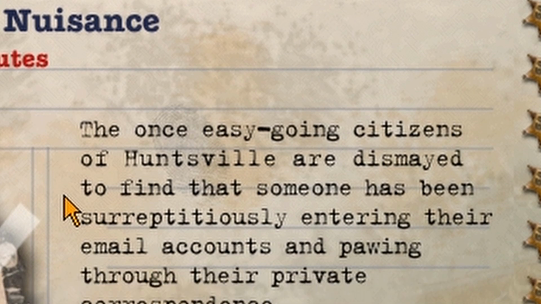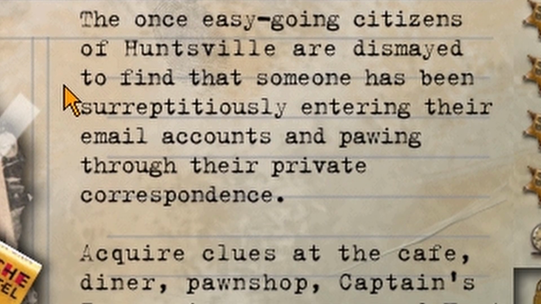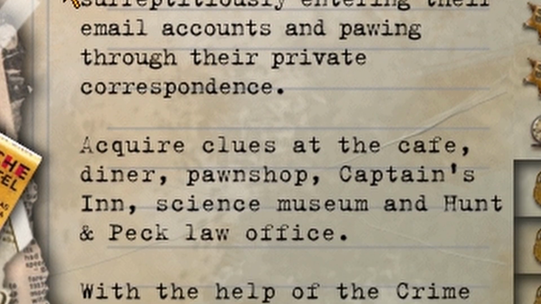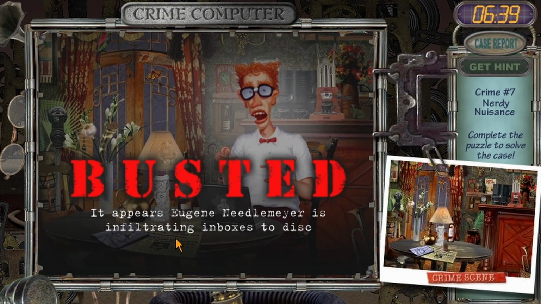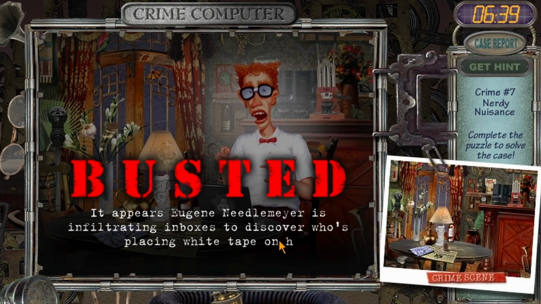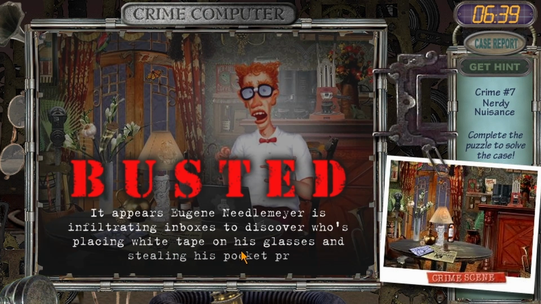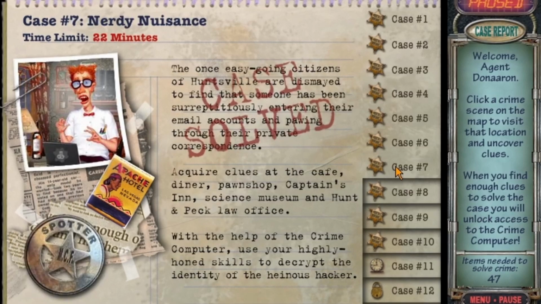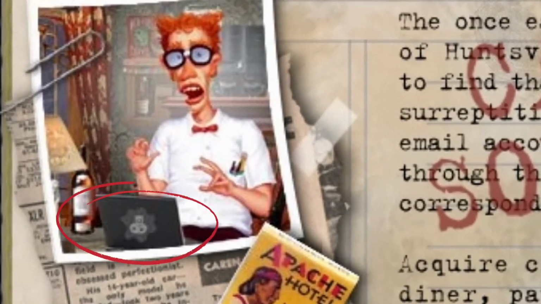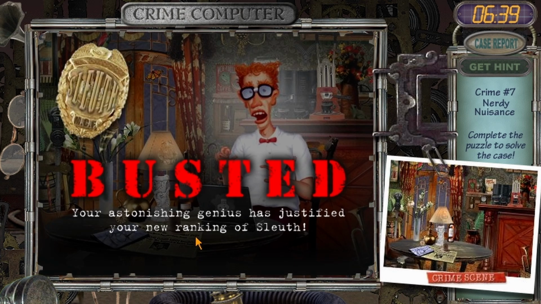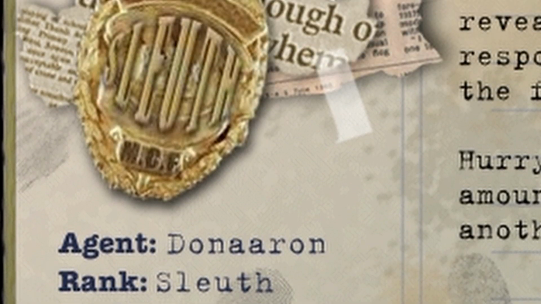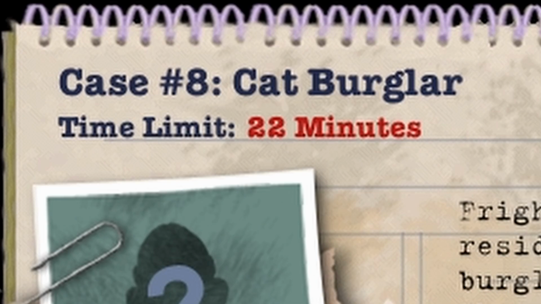The citizens of Huntsville were distressed when they found out that someone hacked their email accounts and read their private messages. The protagonist finds out that it was Eugene Needlemeyer who hacks into people's emails to find out who places white tape on his glasses. The skull emblem is a sticker on his laptop, and therefore, after finding him in Ivan's cafe, the protagonist receives a ranking of a sleuth. The eighth case with a ranking of a sleuth is called The Cat Burglar.